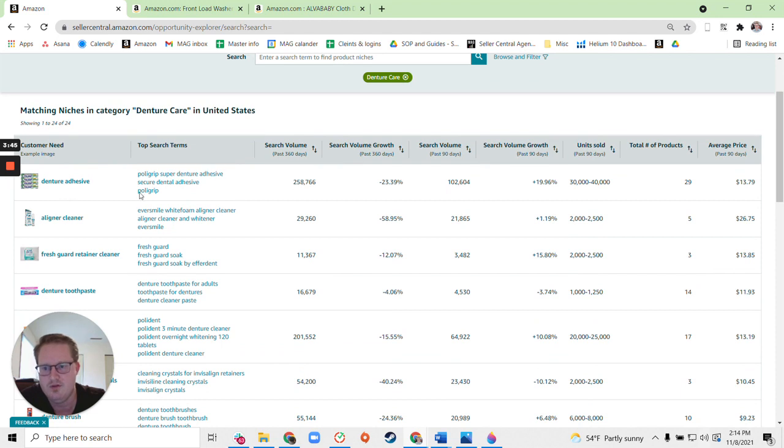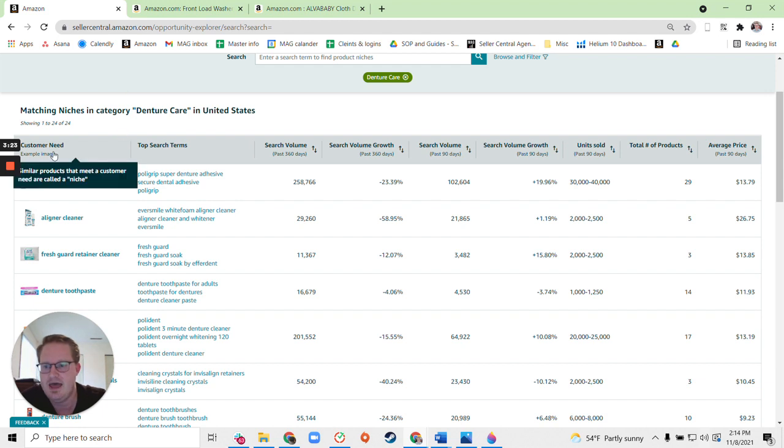So now that we have some things filtered out, let's see what it comes up with here. This is a list of the matching niches in the denture care category. Of course, this is for the US. What this is doing is compiling a list of products based on search terms that customers have used, which Amazon is then determining possible product opportunities for you as a seller.